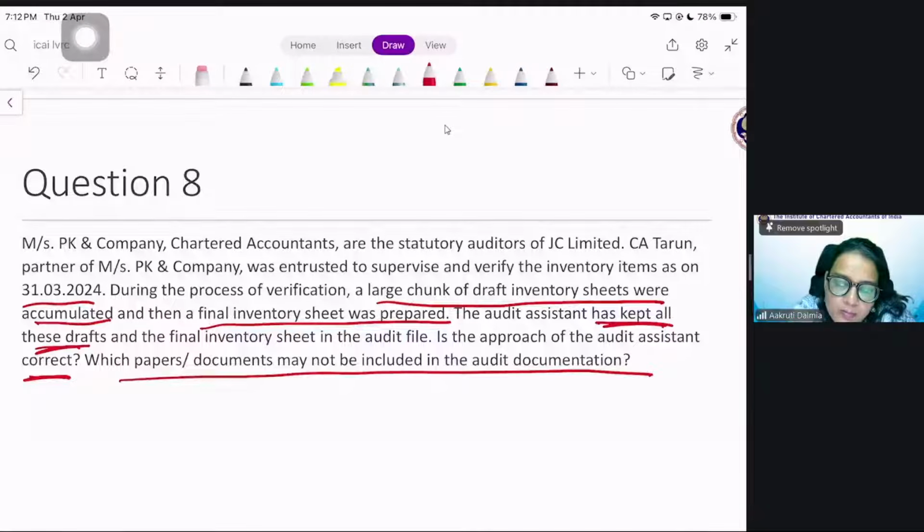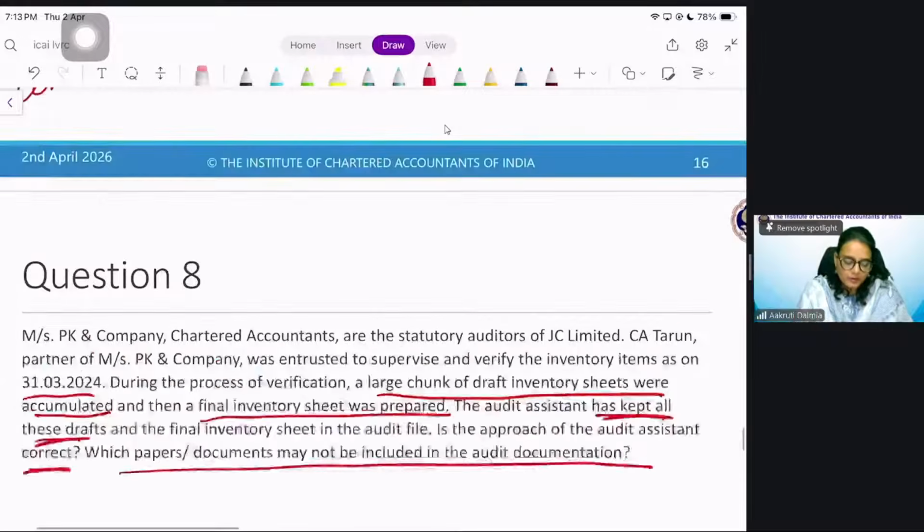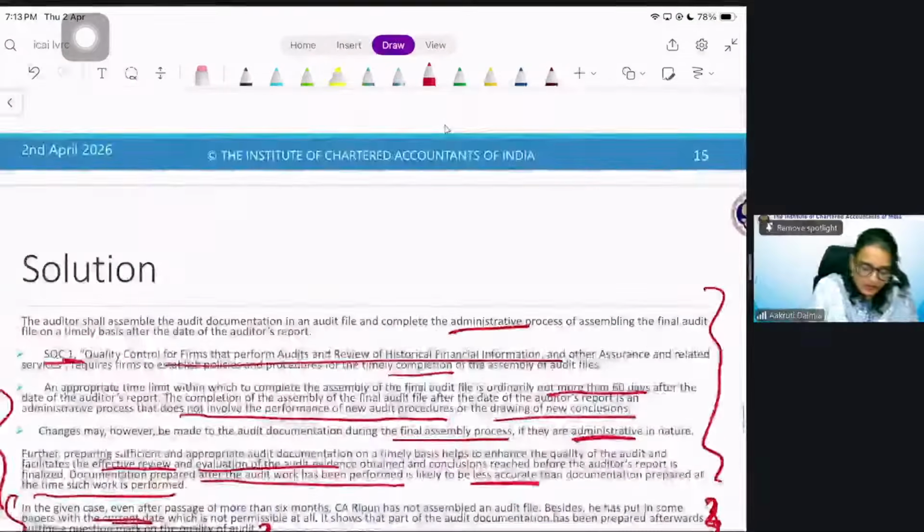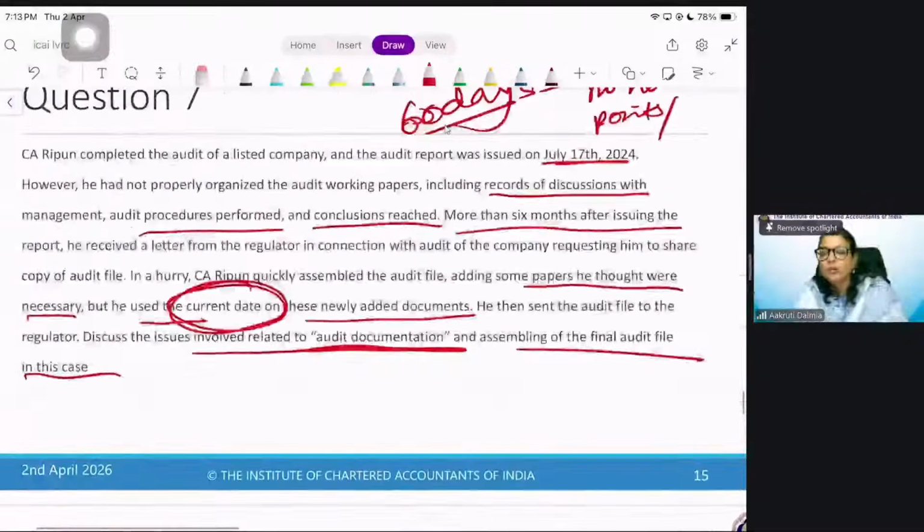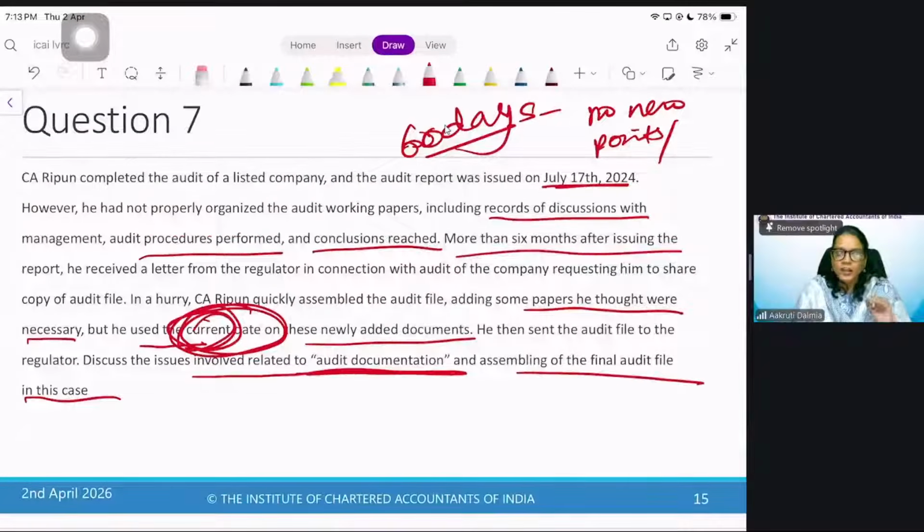Ma'am, Astha is asking: in the previous question, if he had only used the previous date, what would have happened? Technically you are wrong. Technically he was wrong because he has assembled after 60 days. But it would be difficult for another person to prove that he has not assembled in 60 days. Because of the current date, the other person can prove that he has done assembly after 60 days.